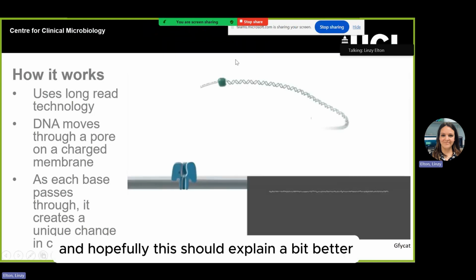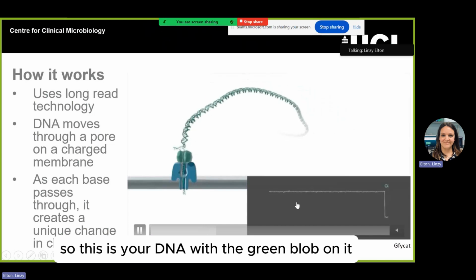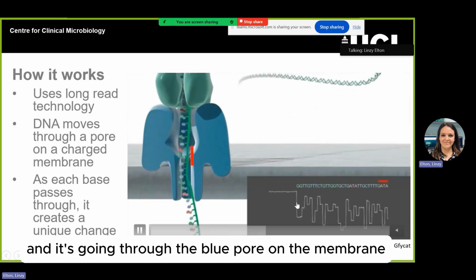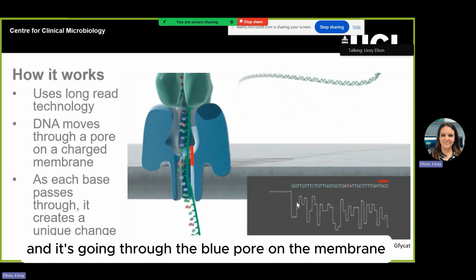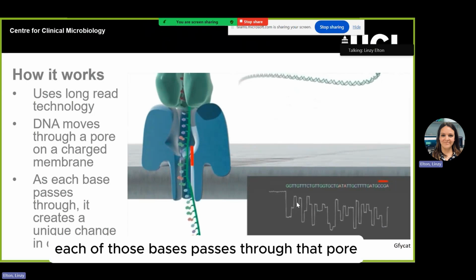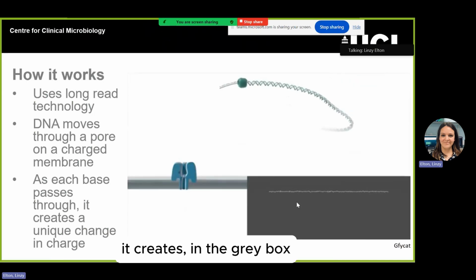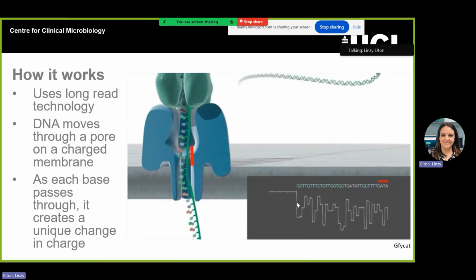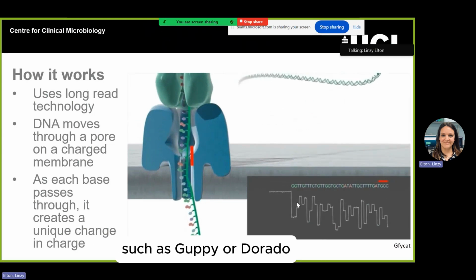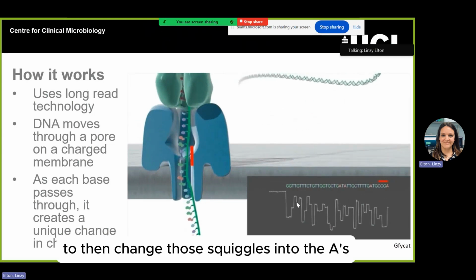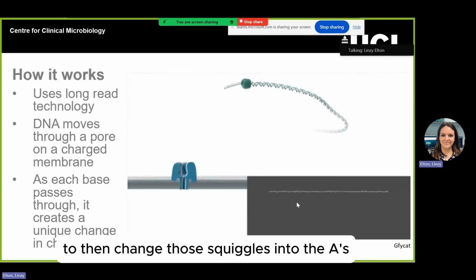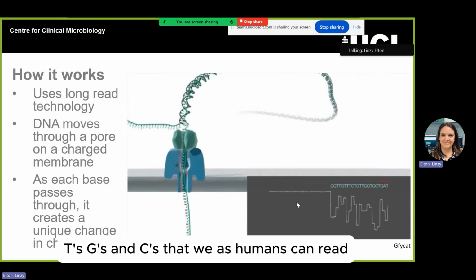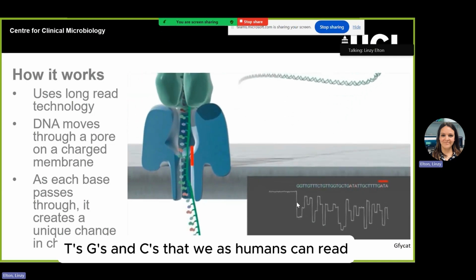And hopefully this should explain it a bit better. This is your DNA with the green blob on it, and it's going through the blue pore on the membrane. Every time each of those bases passes through that pore, it creates, in the grey box, the squigglegram. And then you use a basecalling tool such as Guppy or Dorado to change those squiggles into the A's, T's, G's, and C's that we as humans can read.